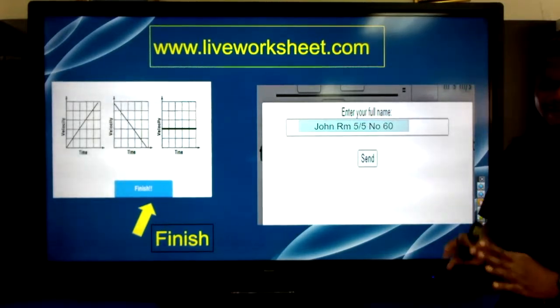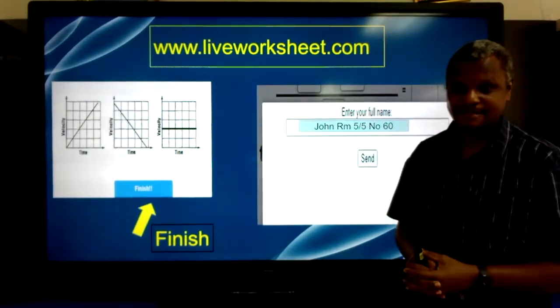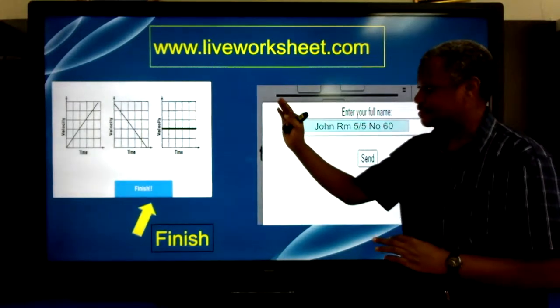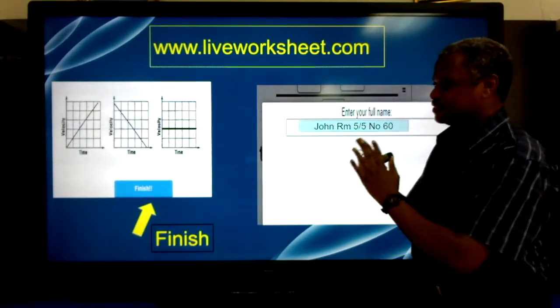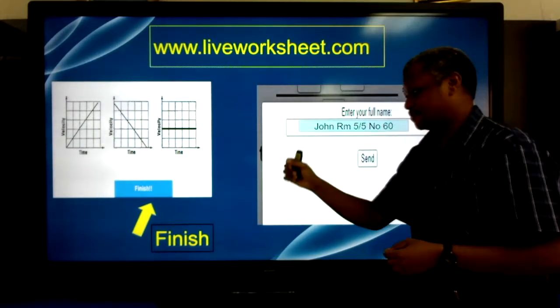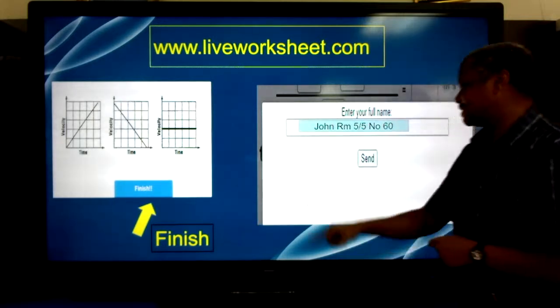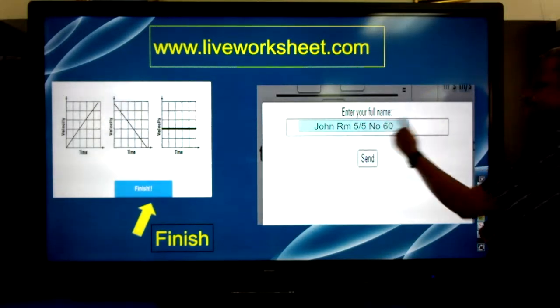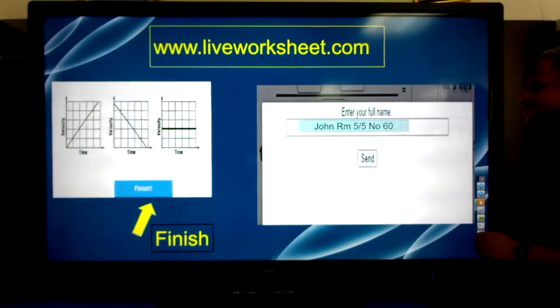You don't have to sign up to the website. All you need to do is click on the link. It will take you straight to that page. Do the exercise. When you finish, click on finish, then click on send. Don't forget the details of your name, your room, and your number.